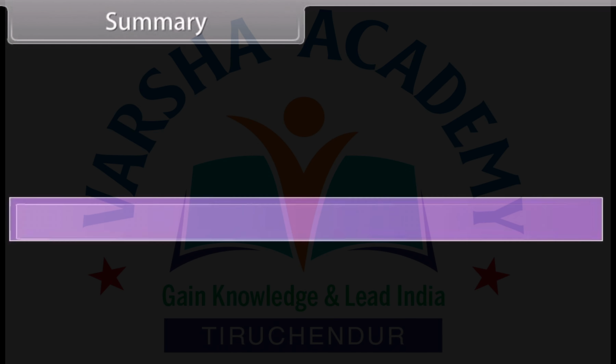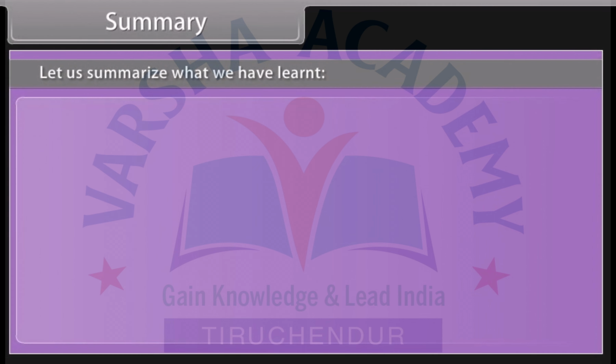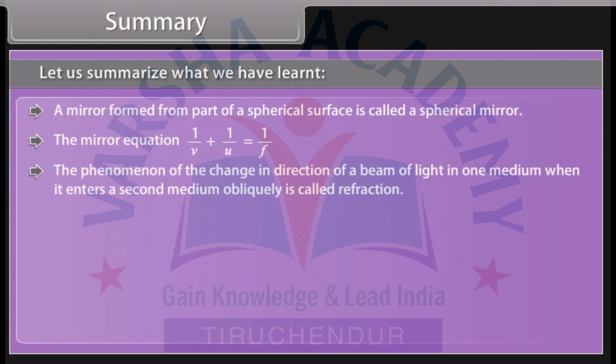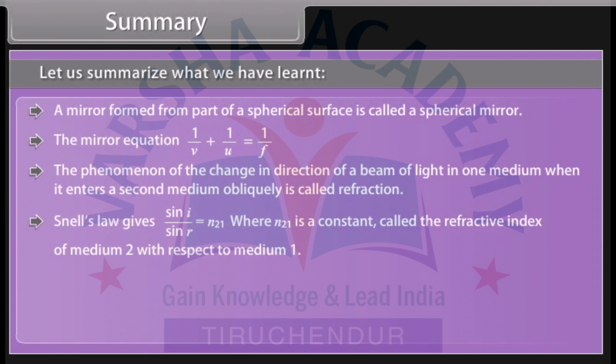Summary. Let us summarize what we have learned. A mirror formed from part of a spherical surface is called a spherical mirror. The mirror equation: 1 by v plus 1 by u is equal to 1 by f. The phenomenon of the change in direction of a beam of light in one medium when it enters a second medium obliquely is called refraction. Snell's law gives sin i by sin r is equal to n21, where n21 is a constant called the refractive index of medium 2 with respect to medium 1.